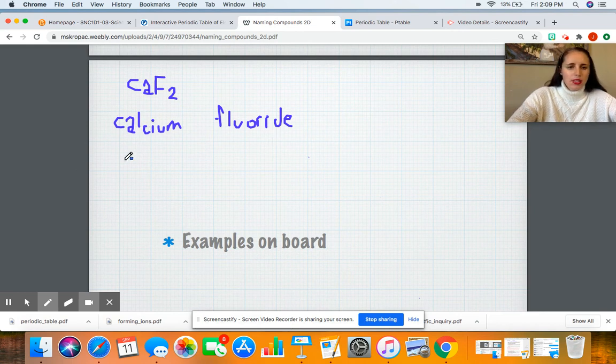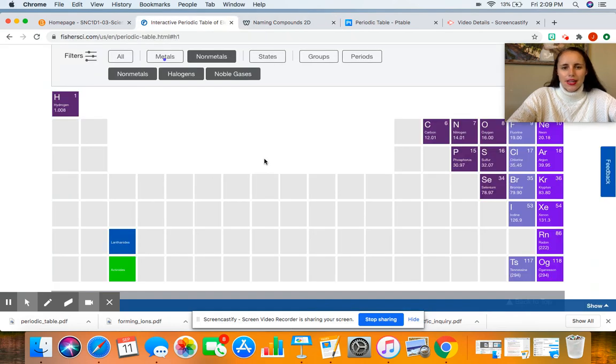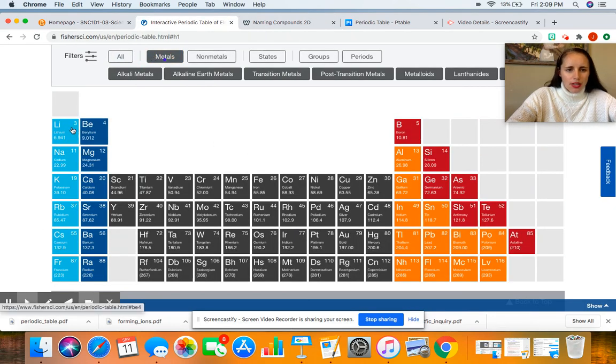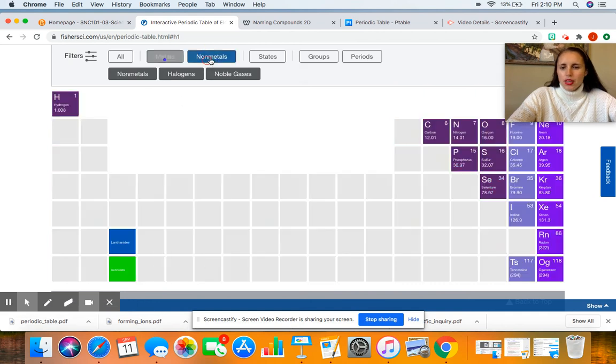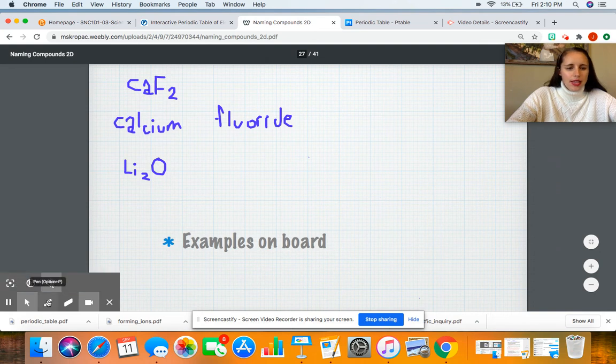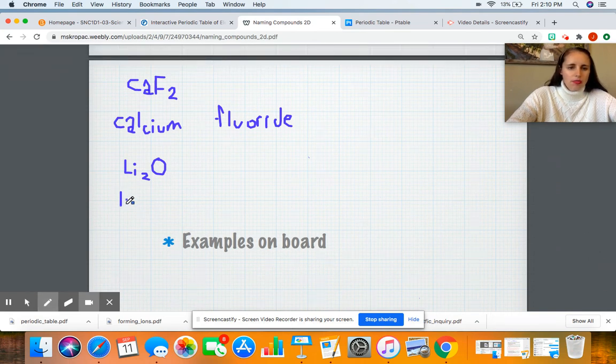Let's look at another example. Let's look at Li2O. So let's look at our periodic table. Li stands for lithium, and it is a metal. O stands for oxygen, which is a nonmetal. So to name this, I would just call it lithium. And then I'd leave a space, my metal's first, and rather than writing oxygen, I would call this oxide.